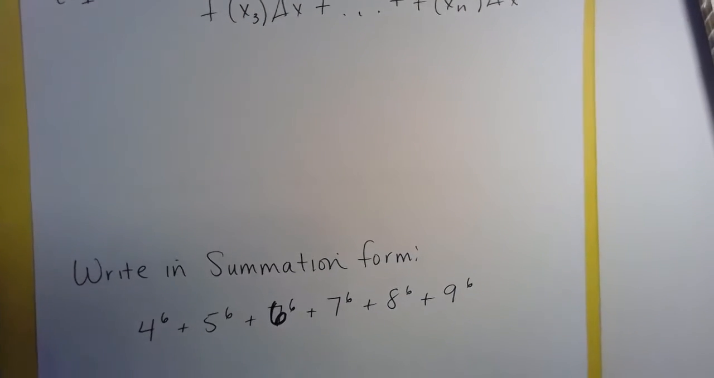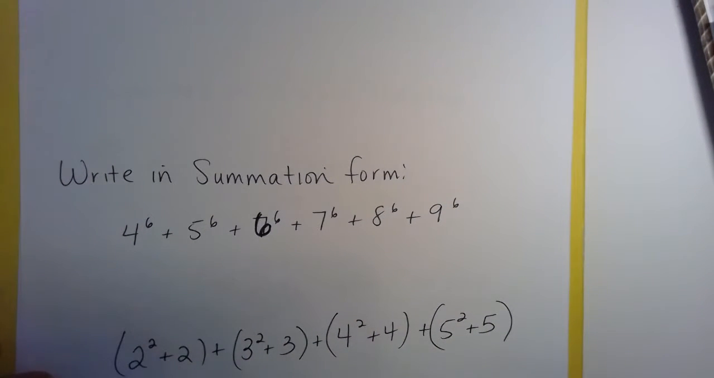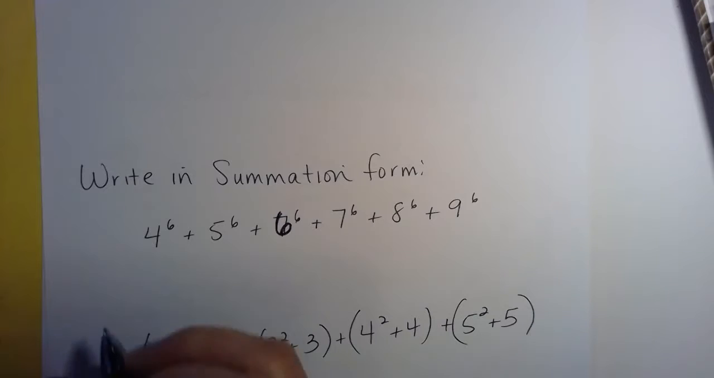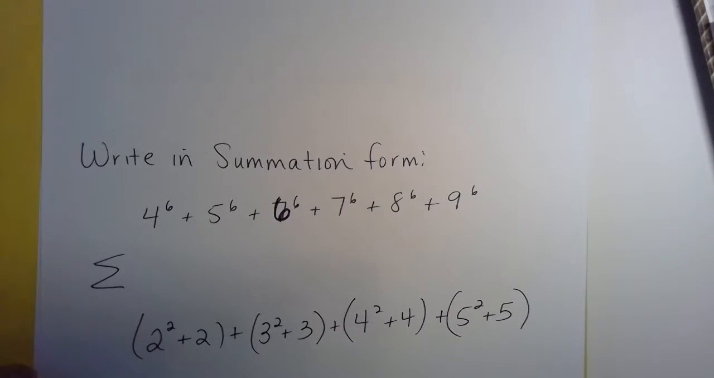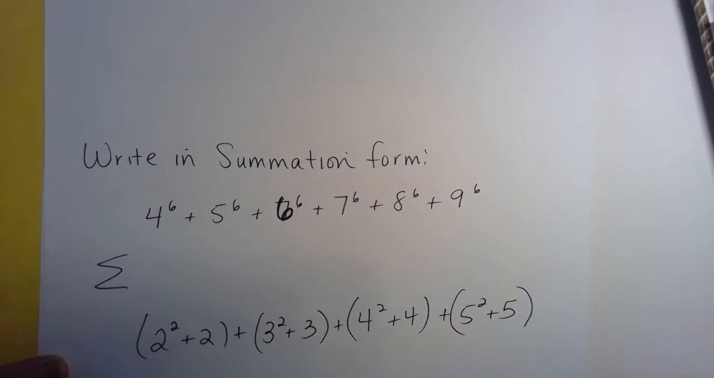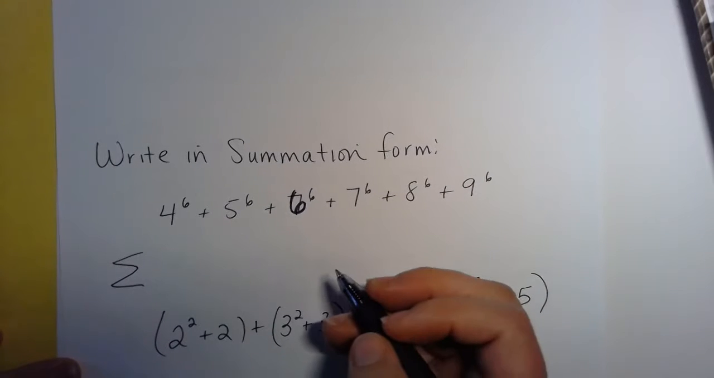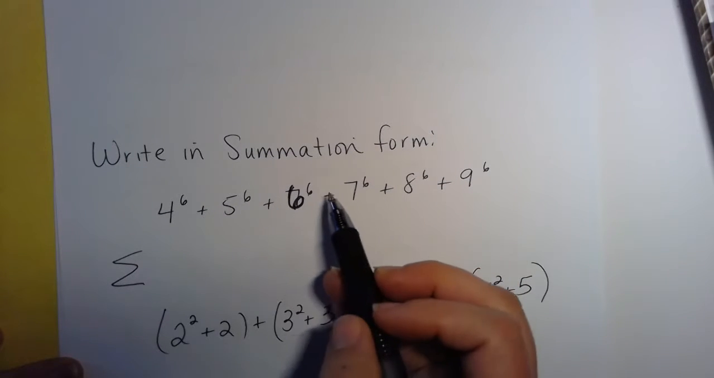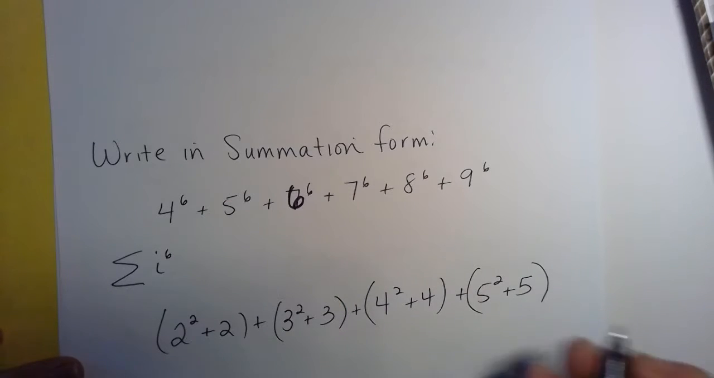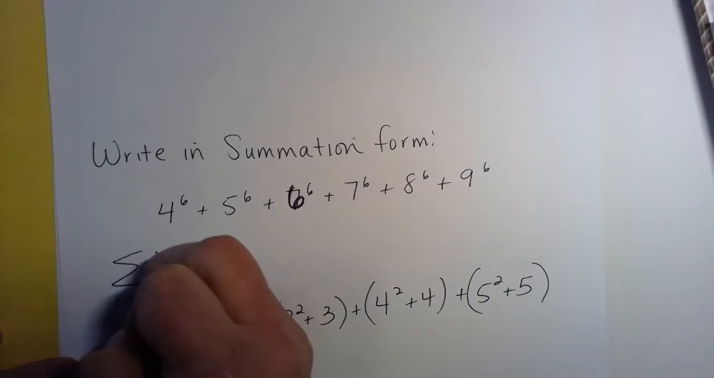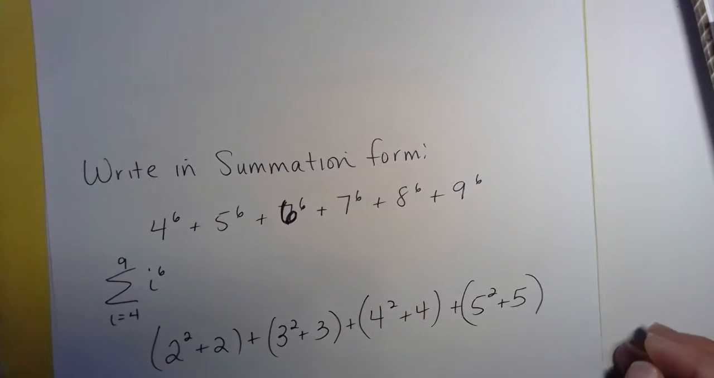All right, so let's look at this one. This time we're given some stuff, and we want to write it in summation form. Now there's a couple of different ways. There's no super hard and fast way to do this. I notice I'm starting with 4. The easy one to do is, oh, these are all raised to the 6th power. So I have i to the 6th, and then I'm starting with i equals 4, and then I end with 9 on top. That's perfectly legitimate.